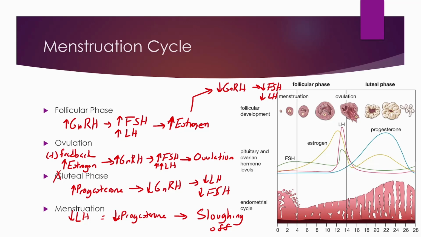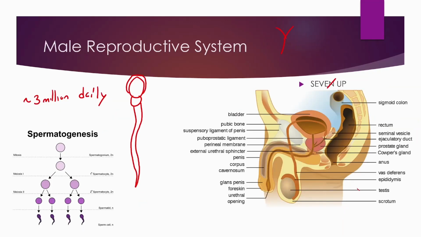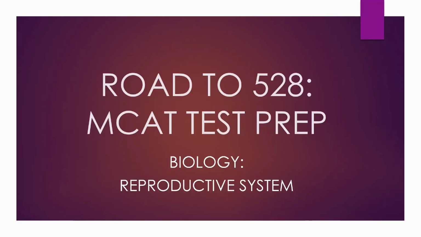I know there's a lot of stuff here, but it's very important for the MCAT, so please study this slide. But that being said, that's all I have for you guys today. We covered the menstrual cycle, as well as the male and female reproductive systems. We talked about meiosis and mitosis, and we also talked about the cell cycle.